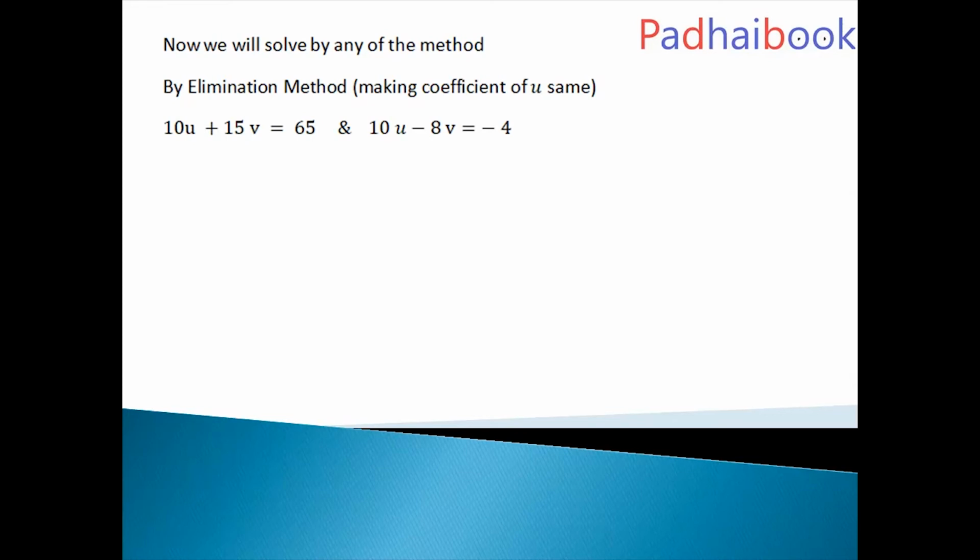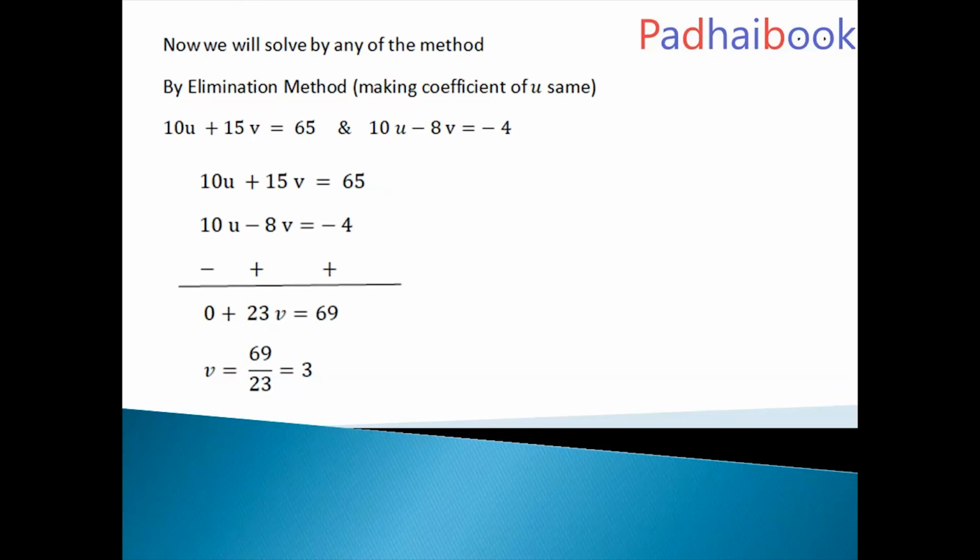I have made the coefficient of u the same. After making the coefficient of u the same, I have subtracted the two equations. See, 10u plus 15v equal to 65, 10u minus 8v equal to minus 4. Change the sign, minus, then plus, then plus. So when you subtract the two equations, you get 23v equal to 69. So v is equal to 69 upon 23, which means v is equal to 3.